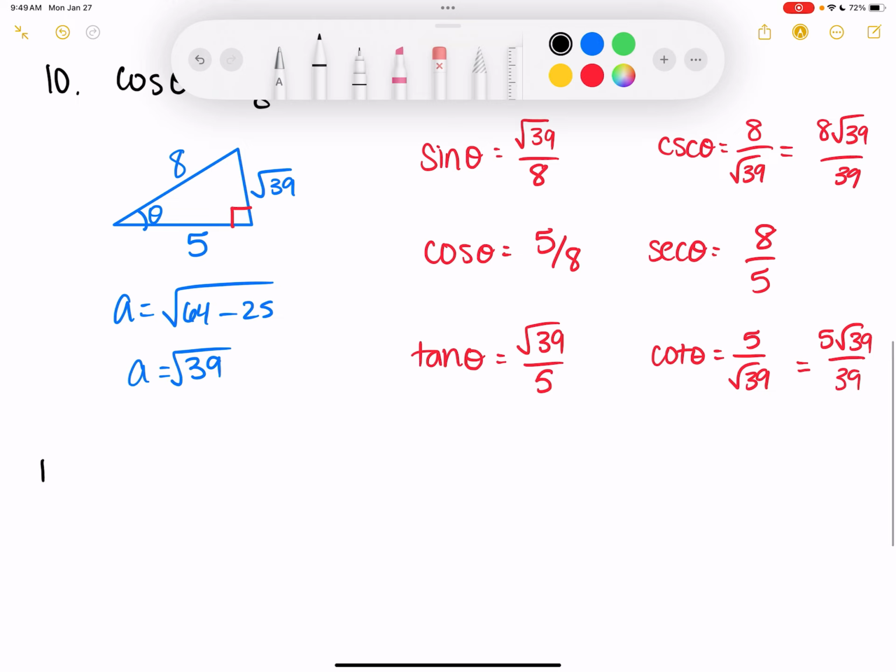Cotangent of theta equals 6 over 11. Don't say that. Cotangent.